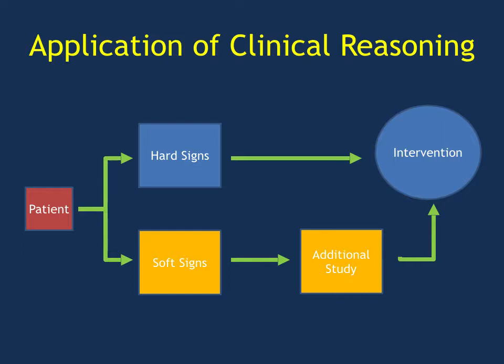So, like a sword sticking out of their abdomen, they've got a problem, which means they need to go to the OR. Or someone who's hypotensive after a gunshot wound, they need to go to the OR. Whereas if it's more ambiguous, questionable signs or symptoms, then you could consider additional studies before you decide to do the intervention.